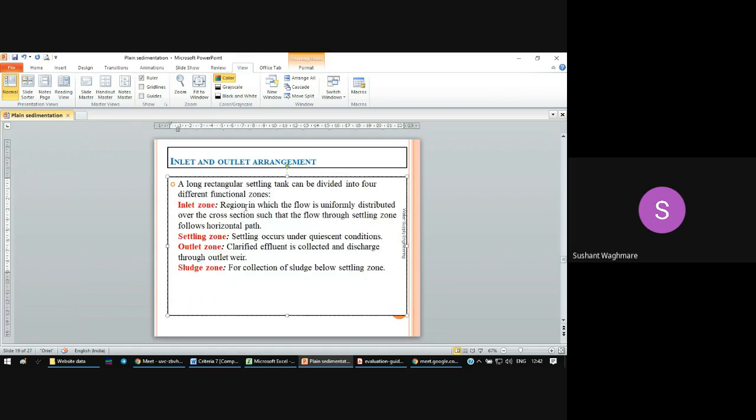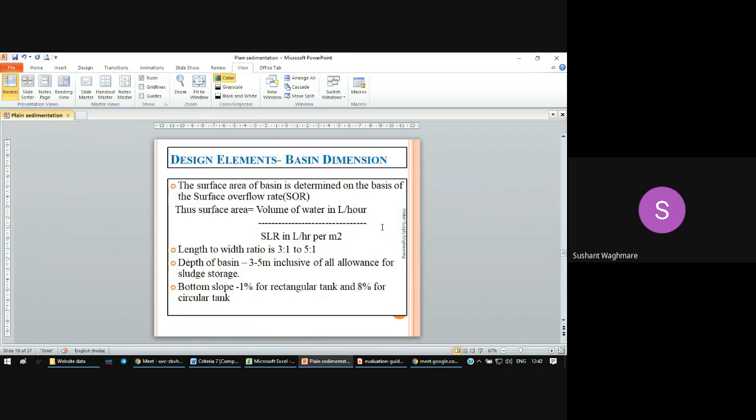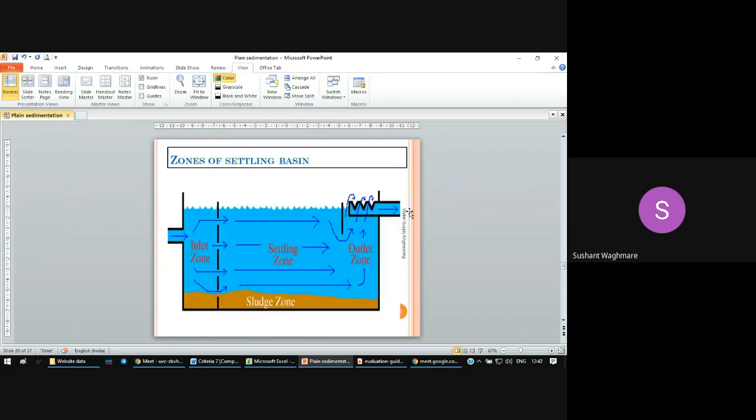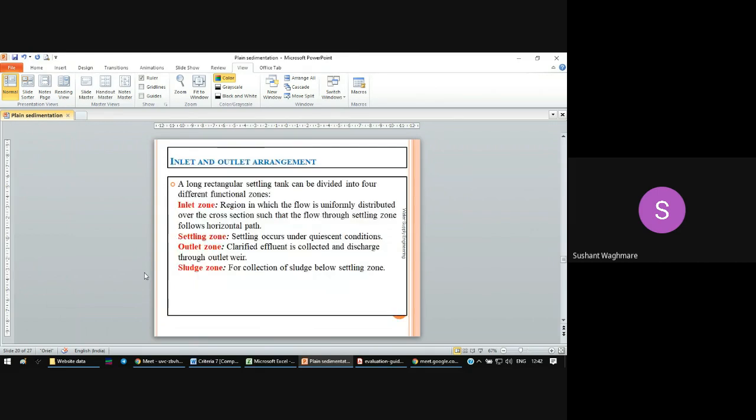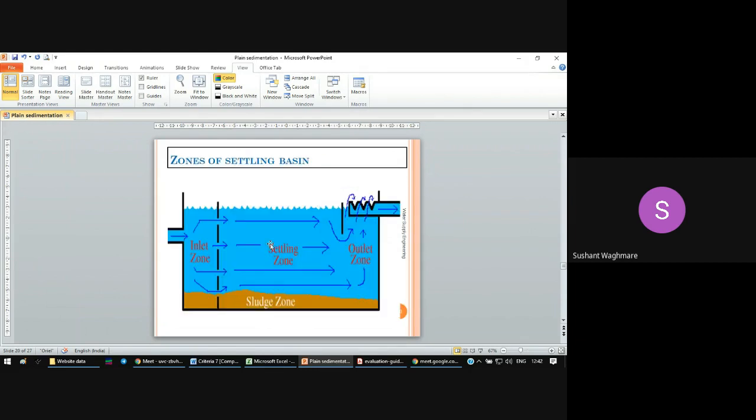So here you can see that the inlet zone is a region in which flow is uniformly distributed. So the flow enters the inlet zone. Settling occurs in the settling zone. Then clarified effluent, that means the water without much of the sludge, is collected in the outlet zone, and it gets discharged over this weir. And lastly, the sludge zone is a collection of sludge below the settling zone.